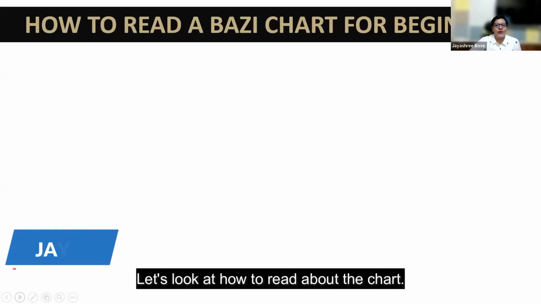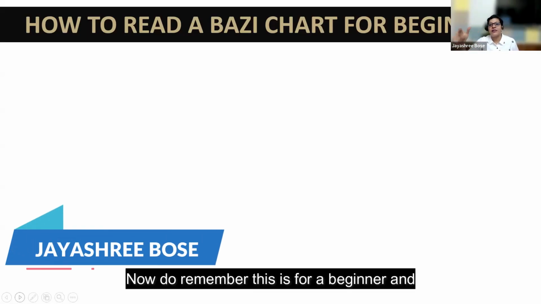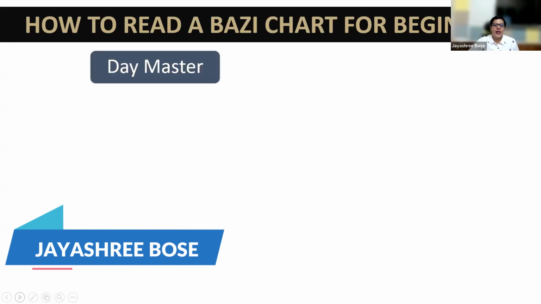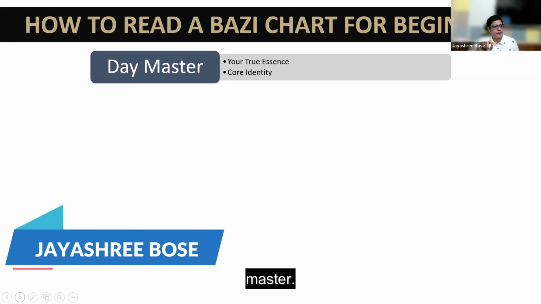Let's look at how to read a BaZi chart. And there are seven for beginners. Now, do remember this is for a beginner, and I'm going to share just 7 of them. The first point you start from is the day master.